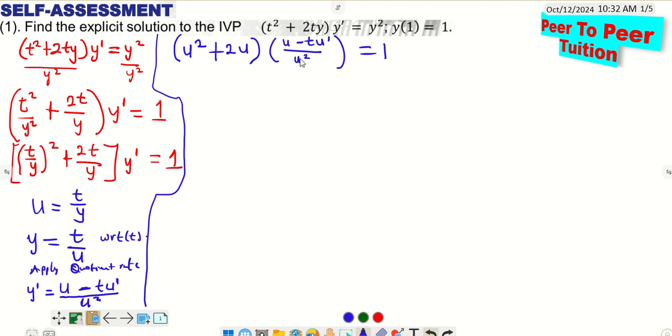You can see that here is u squared. This u squared is multiplying through, so I can multiply through by u squared. I'll multiply here by u squared, then I'll multiply here by u squared. So if I do that, this u squared will cancel, this will cancel. So I'll get u squared plus 2u multiplied by u minus tu prime, then should be equal to u squared. So that is it. Now the next thing to do is to expand.